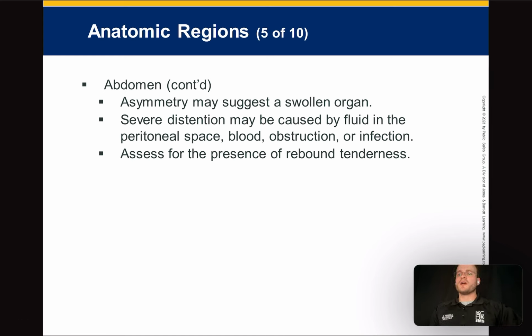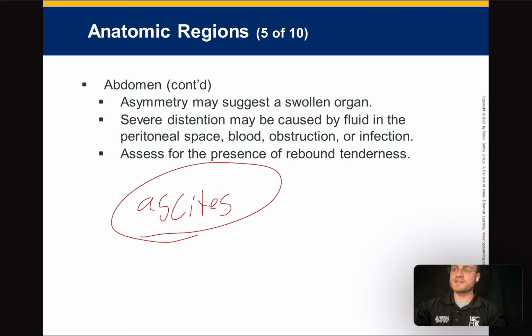Moving forward, asymmetry may suggest a swollen organ. So we could have hepatomegaly, which is a fancy word for a big liver, or splenomegaly, or hepatosplenomegaly, where they're both big, or constipation, ascites. There are all these different things we could look for. We're going to look for distension that could be caused by fluid in the abdomen, in the peritoneal space. That's called ascites. It's a weird word. We see this with liver disease commonly. It's spelled like this, ascites, okay?